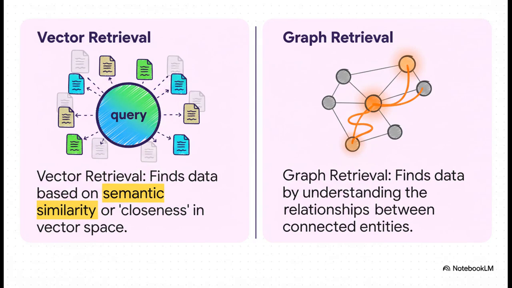And sometimes it's not just about tweaking the process, it's about using a whole different kind of engine. Vector search is great for finding things that are thematically similar, but for complex data with lots of connections, something like graph-based retrieval is a game changer. It doesn't just look for similarity, it understands the relationships between things.